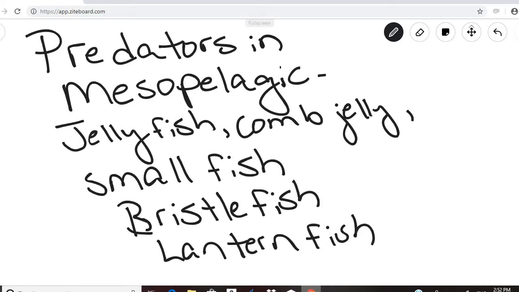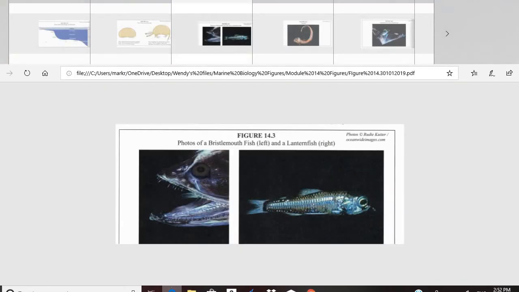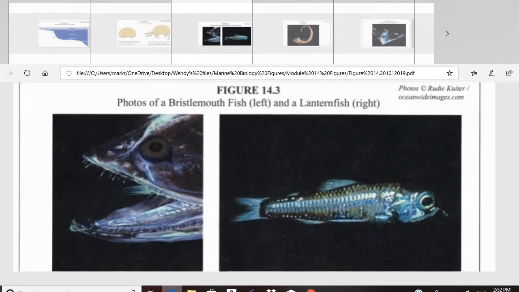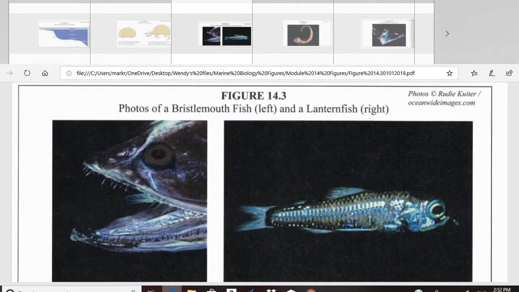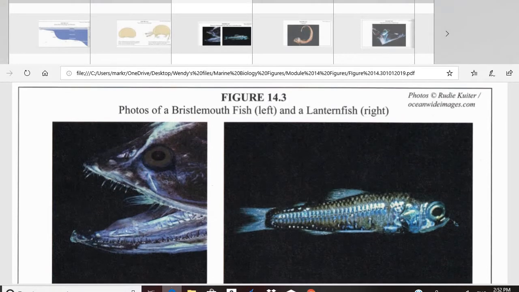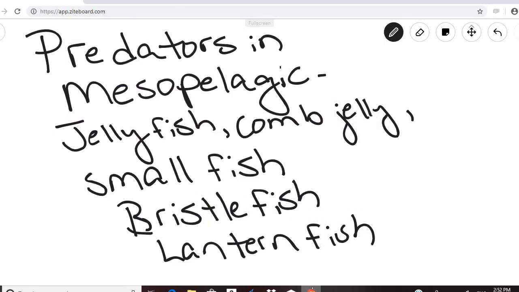So let's look at these pictures. So here is a bristlemouth fish on the left and a lantern fish on the right. And the big thing is that many of the organisms that live in this area do have photophores. And so if you look at these pictures, you can kind of see the glowing structures. And those would be due to photophores that produce the light. We'll say more about that a little bit later.